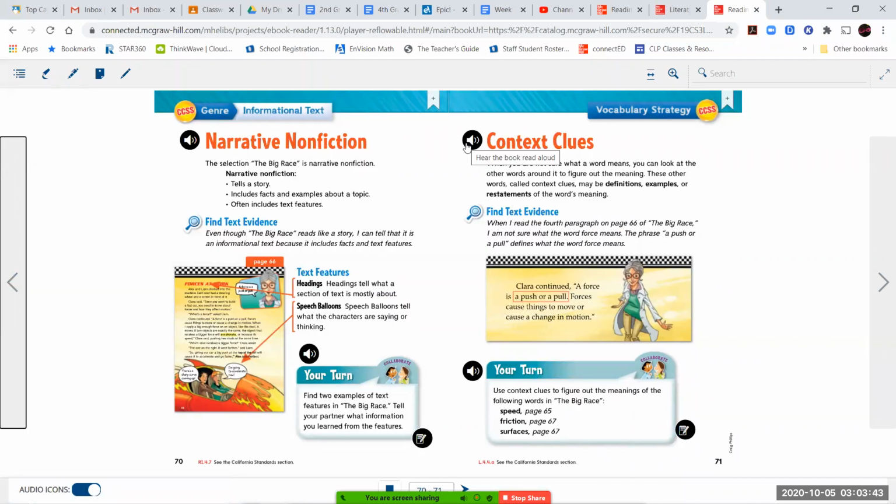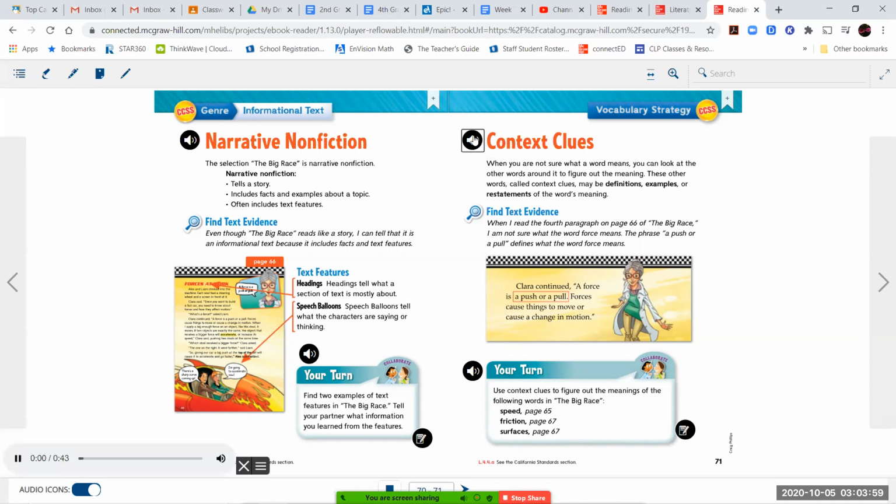Okay, so next we're going to talk about our context clues, and these are things that help us understand words or phrases in a text that we may not already be familiar with. So we use clues from the words and sentences around us to try and figure out what that thing means. Context clues. When you are not sure what a word means, you can look at the other words around it to figure out the meaning. These other words, called context clues, may be definitions, examples, or restatements of the word's meaning.